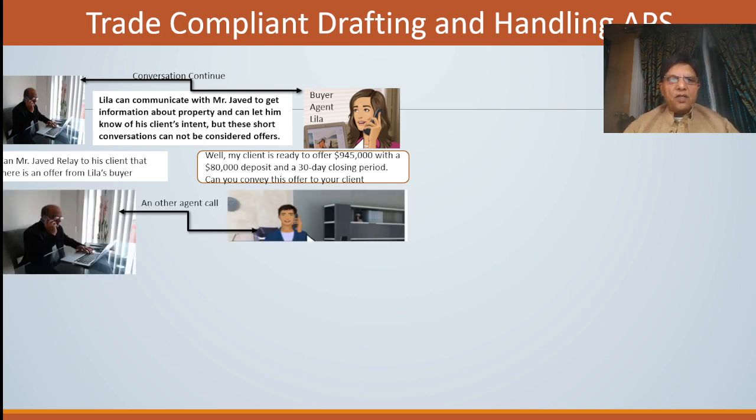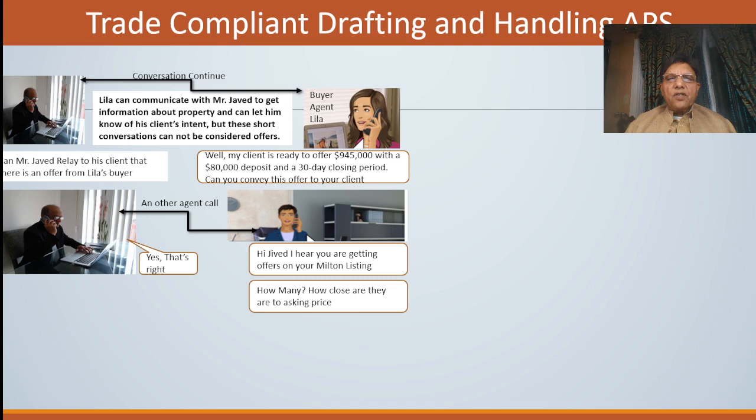The other scenario is that another agent picks up the phone and calls Mr. Javed. Hi Javed, I hear you are getting offers on your Milton listing. Yes, that's right. And now this other second question he asks: how many, how close are they to the asking price? This is another question which a listing agent cannot answer. He cannot convey the number of offers that have been received, and he cannot disclose the prices of those. He cannot disclose the client's asking price, how much he can accept. This cannot be conveyed.